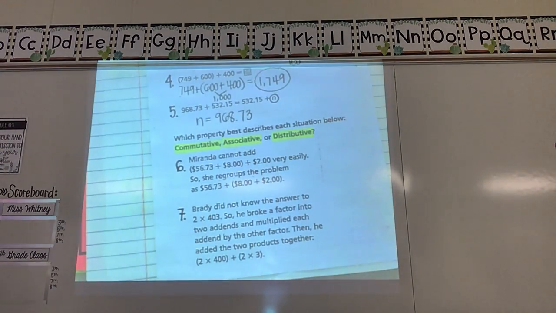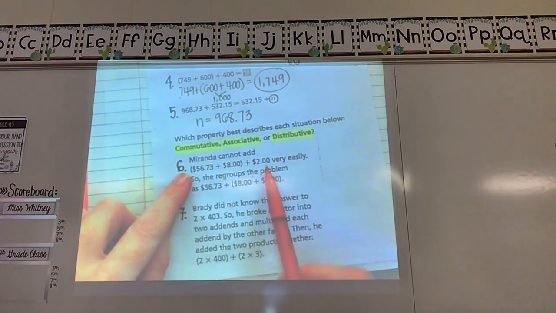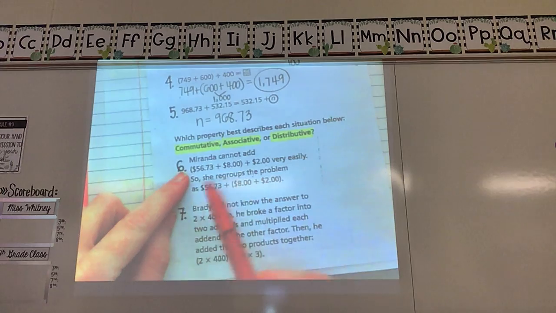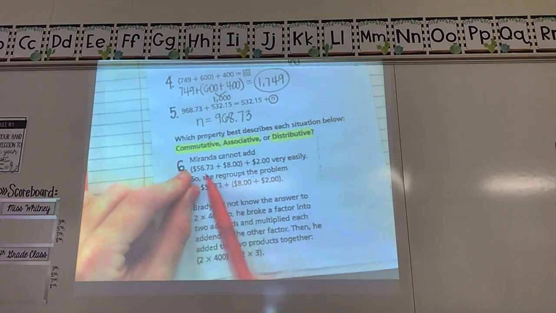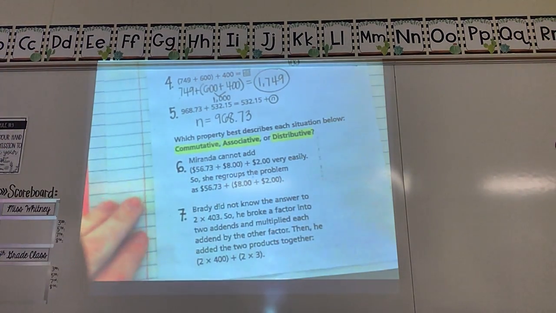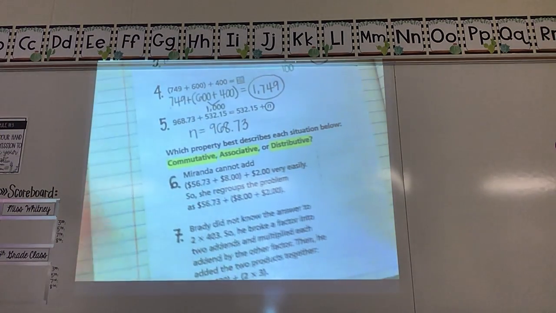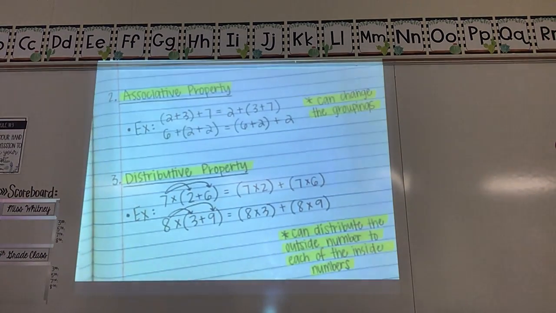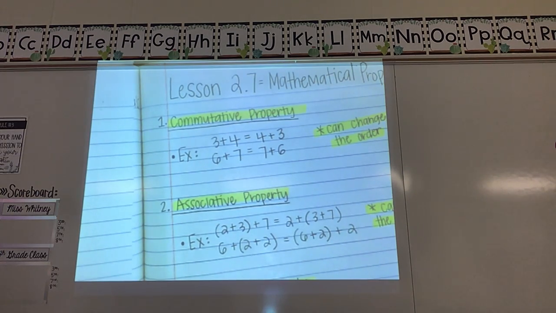Okay, so let's start with number 6. Miranda cannot add this very easily. So she regroups the problem as this. So she started with this. That wasn't very easy for her. So she changed her grouping around and grouped it as this. Which one of those properties that we talked about would match with what she did? She changed her groupings. Which one of these changes the groupings?